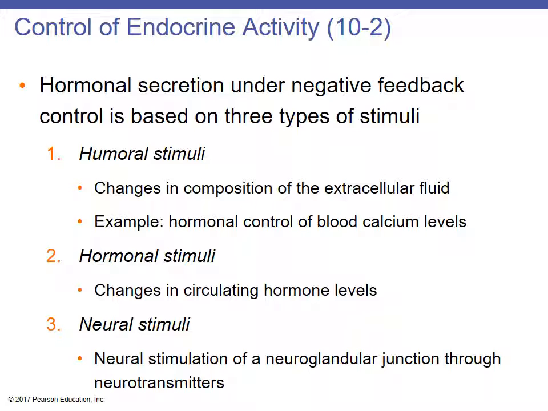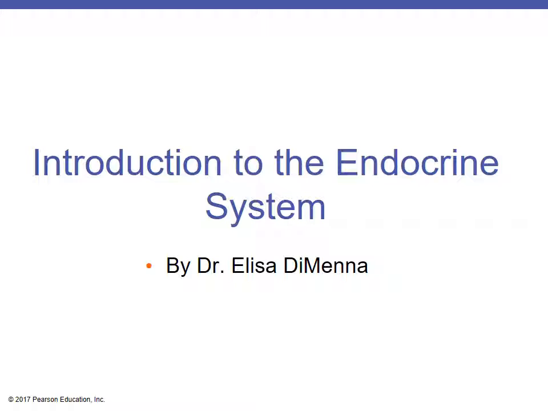Neural stimuli works a little differently. So neural stimuli is going to stimulate the neuroglandular junction. That means the place where a neuron touches a gland from the endocrine system. And it's going to work using neurotransmitters. And so once those neuroglandular junctions, or those glands that are connected to neurons, are stimulated, now we have either more production or reduced production of endocrine activity.